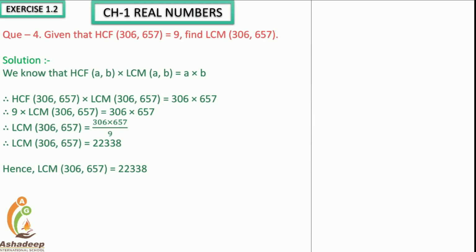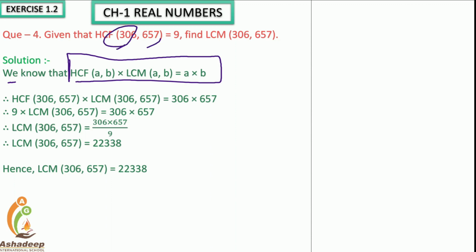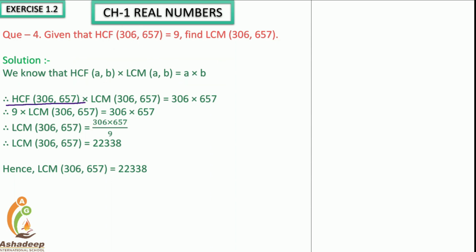So what is the question number 4? So given that HCF of 306 and 657 is 9. So what is the LCM? See, if this kind of a question is given, so you need to apply this formula. We know that HCF of AB into LCM of AB is equals to A into B. But here we have given A is equals to 306 and B is equals to 657. So HCF of 306 657 into LCM of 306 657 is equals to 306 into 657.